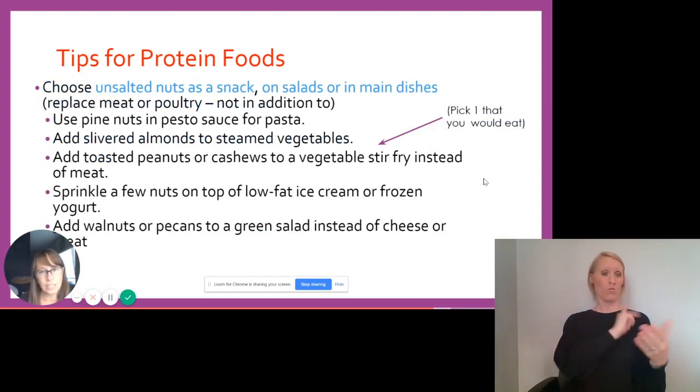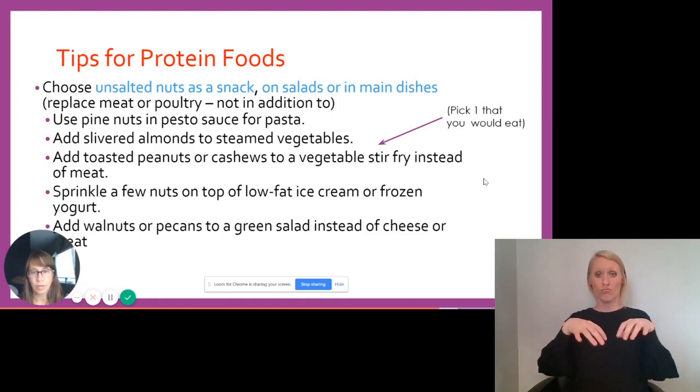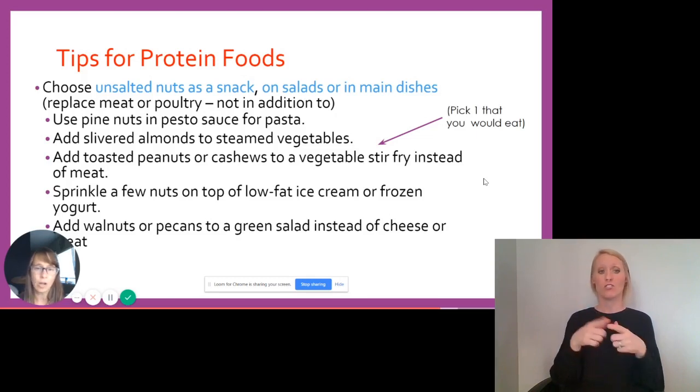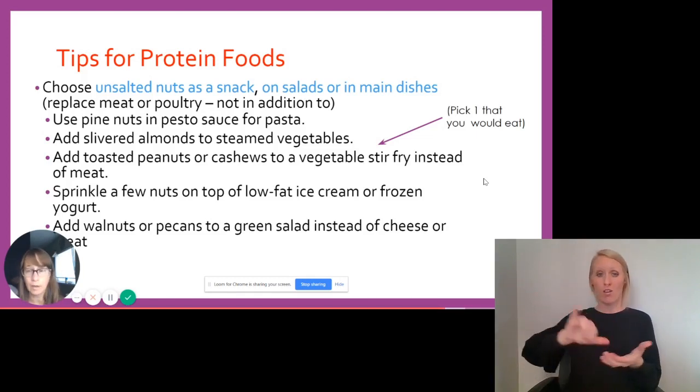Choose unsalted nuts as a snack, put them on salads or in main dishes. Again, it says pick one that you would eat. That could help replace any meat or poultry that you might put on a salad. Use pine nuts in a pesto sauce for pasta. You could add slivered almonds to steamed vegetables to add some protein. You could add toasted peanuts or cashews to a stir fry instead of having a meat product. You can even throw tofu in there.